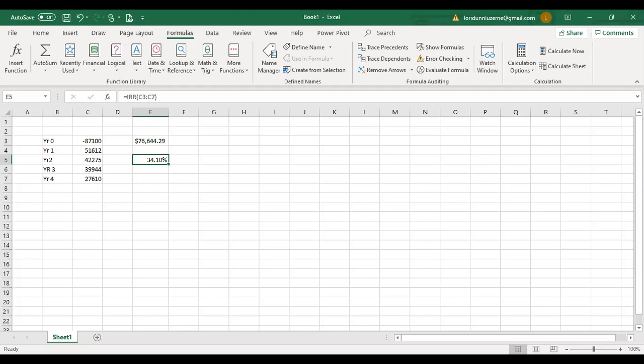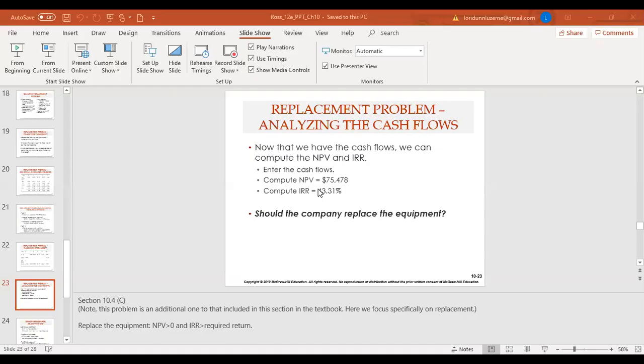And then 27,610. Close the bracket, close the parenthesis. Yeah, the PowerPoint's wrong. It's 34.10%. Holy moly, that was driving me crazy. So this is wrong. Let me go back over and share that with you. I just put it through on my calculator. This should be 34.10%.